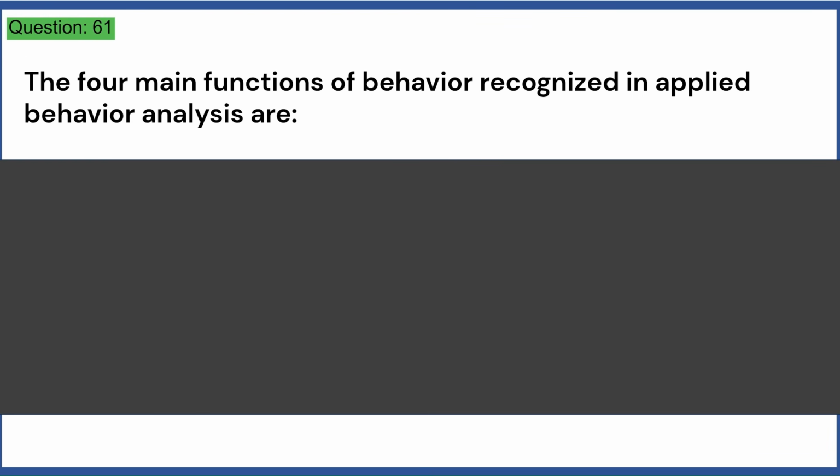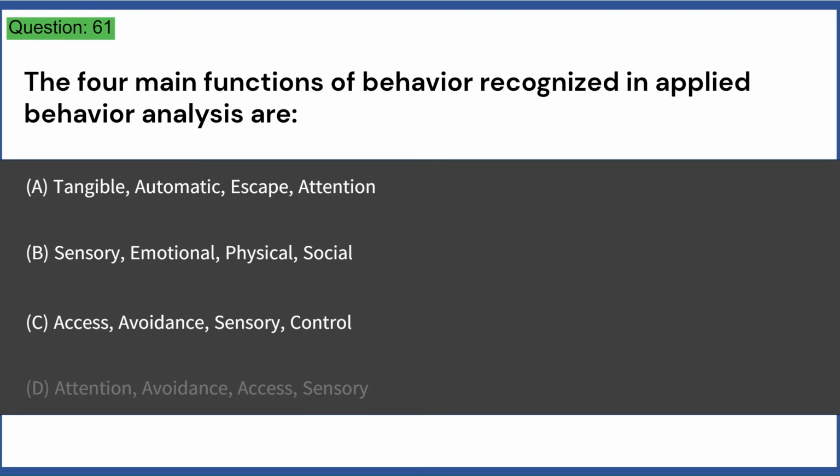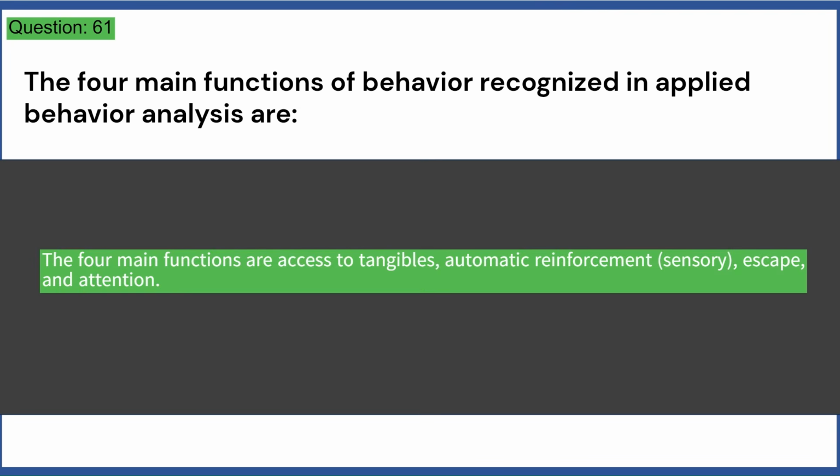The four main functions of behavior recognized in applied behavior analysis are A. Tangible, automatic, escape, attention, B. Sensory, emotional, physical, social, C. Access, avoidance, sensory, control, D. Attention, avoidance, access, sensory. Answer A. The four main functions are access to tangibles, automatic reinforcement, sensory, escape, and attention.